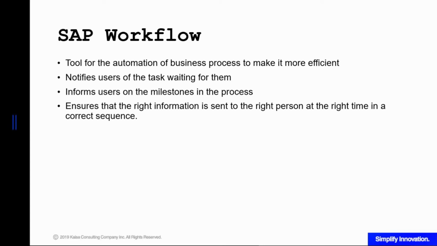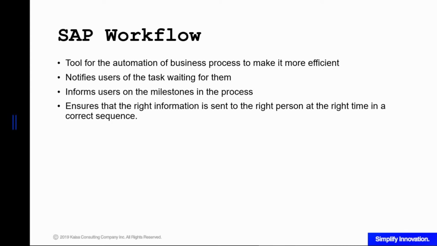And the last one is to ensure that the right information is sent to the right person at the right time in the correct sequence. This is very important. Just to give you an example, let's say I'm a buyer. I created a PO and I forgot to include another email recipient. There's nothing you can do about it. In order for you to realize that mistake, that you did not include an approver, you just have to wait for a follow-up or an email asking where the PO is.